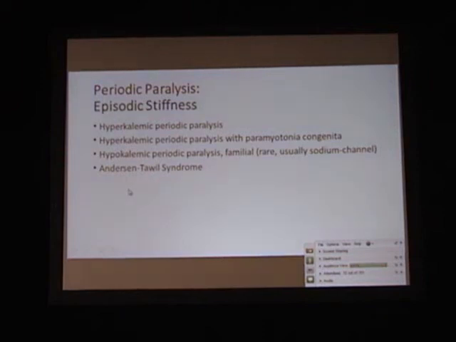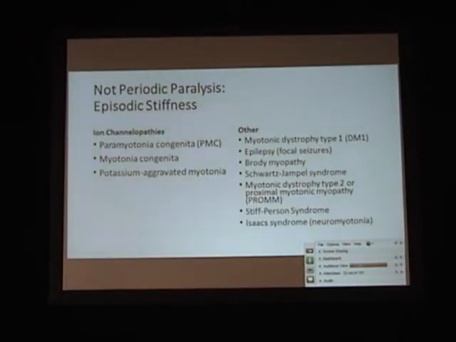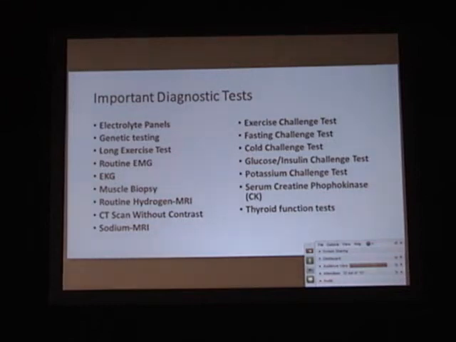And Andersen-Tawil can have episodic stiffness. Now, if you don't have periodic paralysis, but you have episodic stiffness, there are other ion channelopathies that are related to periodic paralysis that can do it. And then there are other neurologic disorders that have nothing to do with periodic paralysis, but again, episodic stiffness. So there are some important diagnostic tests.